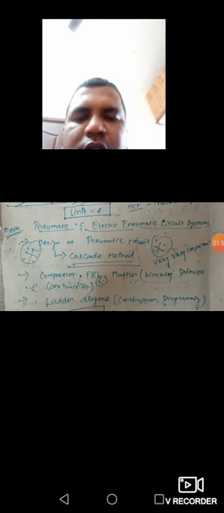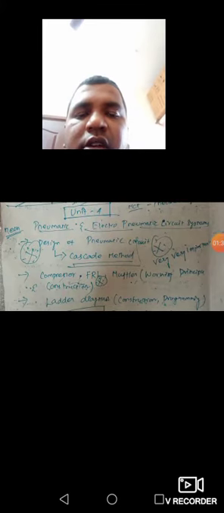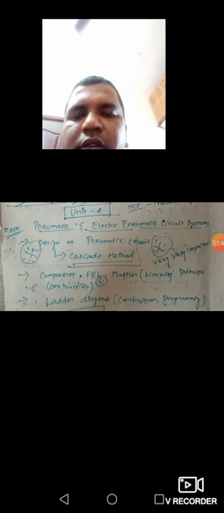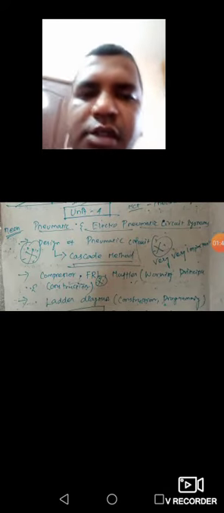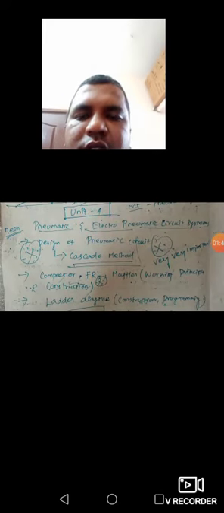The third important topic is ladder diagrams: the ladder diagram, its construction and programming. That is very important. The logic circuits we already discussed in the classroom. So these are the three very important topics in the fourth unit.